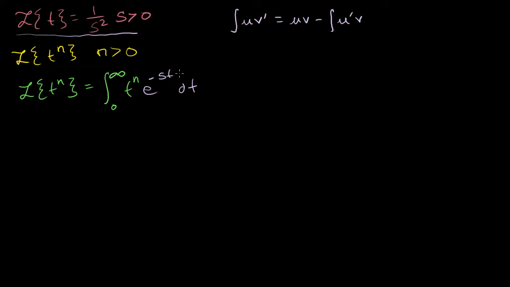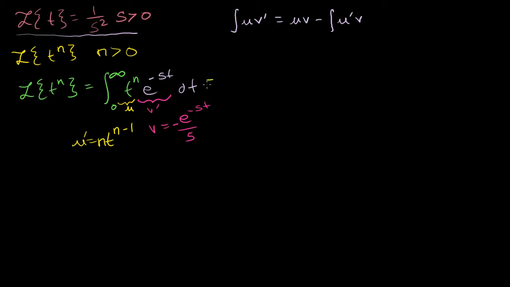So let's apply it here. What do we want to make our v prime? It's always good to use the exponential function because that's easy to take the antiderivative of. So this is our v prime, in which case our v is just the antiderivative of that. So it's e to the minus st over minus s. If we take the derivative of this, minus s divided by minus s cancels out, and you just get that. And if we make this equal to our u, what's our u prime? U prime is just going to be n times t to the n minus 1. Fair enough.